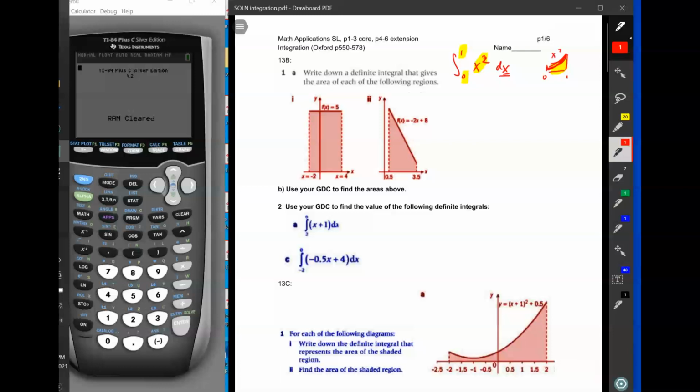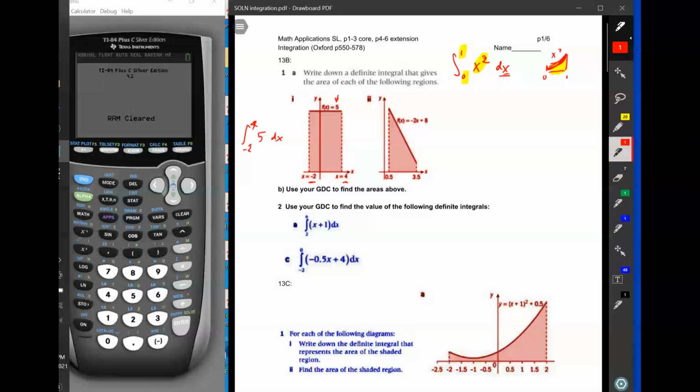So for this one, the left edge is -2 and the right edge is 4. So this is going to be -2 and this is going to be 4, because the bottom number is the left edge and the top number is the right edge. In the middle, we're going to put the function. The function is simply 5. And then, last of all, we end the sentence by putting dx. So that's the expression for this first rectangular shape.